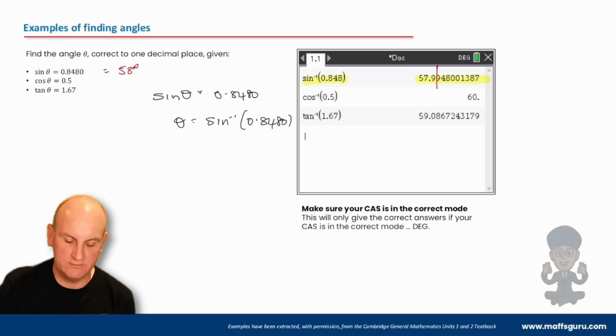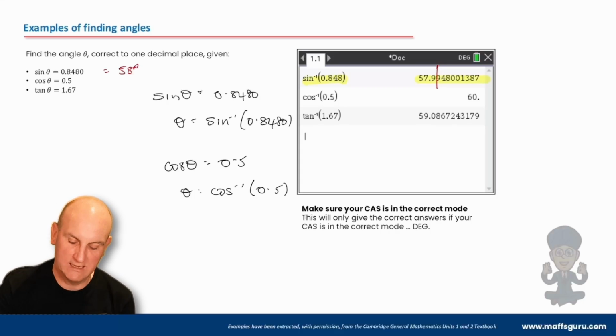What about cosine theta equals 0.5? Absolutely the same. So, we've got cosine of theta is 0.5. Theta is, shift out of the way, cos to the minus 1 of 0.5. Put it in my calculator.